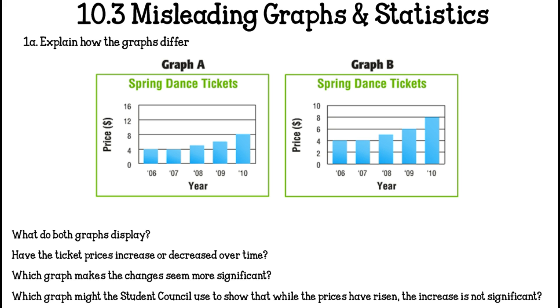Which graph might the student council use to show that while the prices have risen, the increase is not significant? So on graph A, it doesn't look like they've increased that much. Yeah, they've gone up, but it doesn't look like this huge jump as much as it does in graph B. So graph A would be better for the Stuco as they're trying to sell tickets to show we really haven't raised that much. It's just to cover the costs.